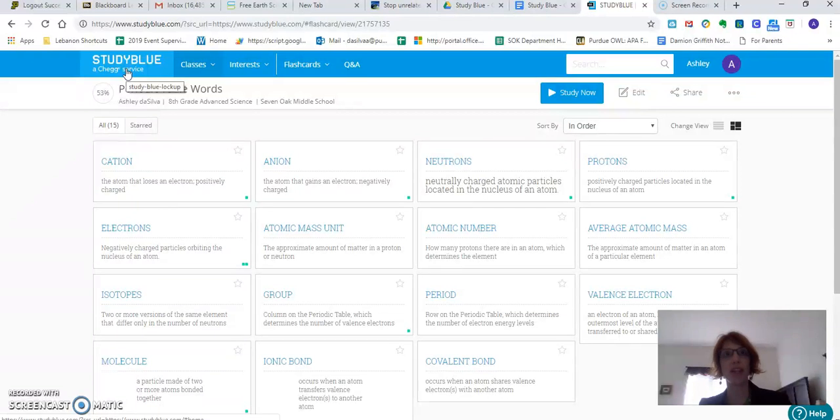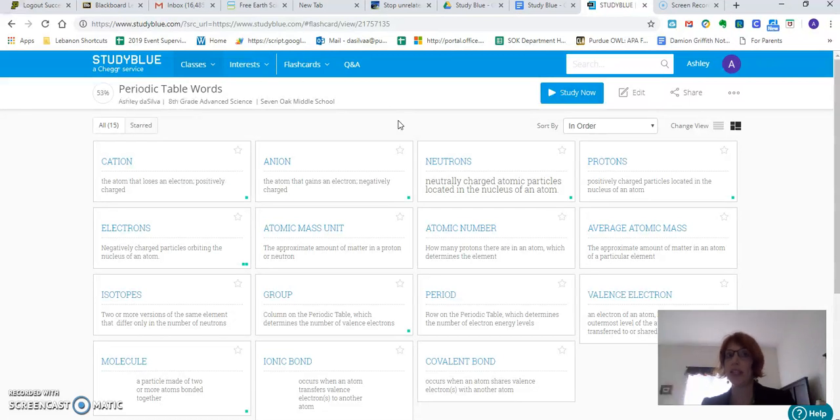I'm here with you today with a flashcard set I made using the Study Blue application. Some of these cards show definitions that I found. Some of these cards show definitions that I wrote. And some of these show definitions that I modified from what was available on the Study Blue site.